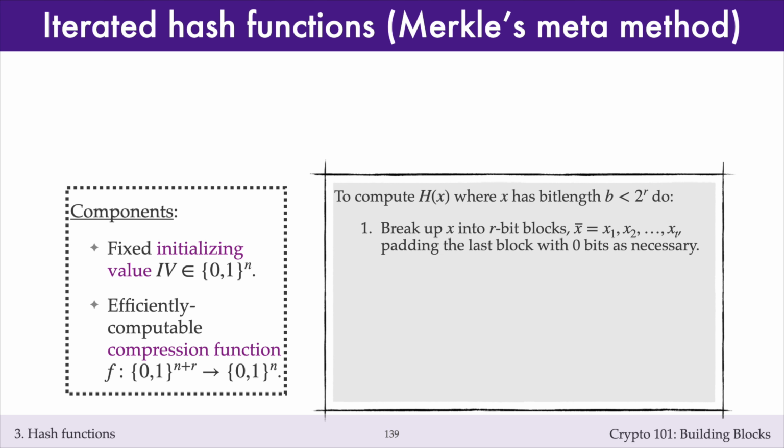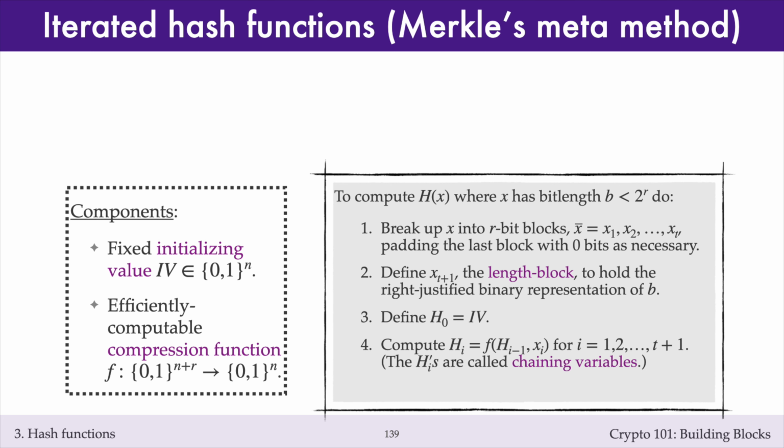First, break up x into r-bit blocks x1, x2, up to xt, where the last block xt is padded with 0 bits if necessary. Define the length block xt plus 1 to hold the right-justified binary representation of b. So b is stored in the right portion of the block, and the block is padded on its left with 0 bits to get a block of length r bits.